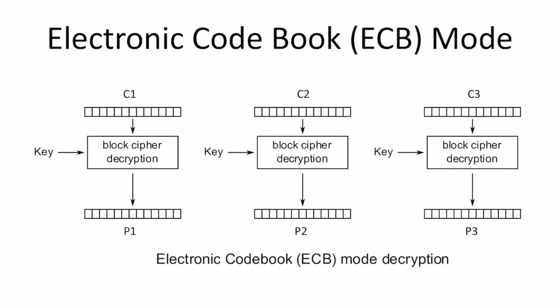Similarly, for decryption in ECB mode, you first split your ciphertext into blocks of equal size. So we have C1, C2, and C3, for example, here. Then you take each ciphertext block and decrypt it separately using the same cipher key that you used for encryption to get back your plain text blocks. So you will get P1, P2, and P3 correspondingly for C1, C2, and C3. And so here, one thing to note is that we are encrypting and decrypting each block separately, so they are independent of each other.